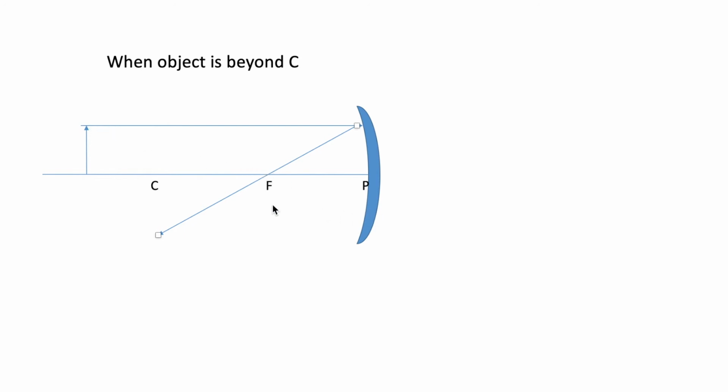It will be parallel to the principal axis. That ray diagram I am choosing. If you want, you can choose through C. Okay, if you are drawing through C, it will reflect back through C. Otherwise, the oblique ray it is passing as oblique. That also you can choose.